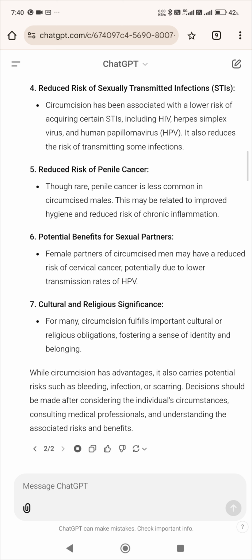While circumcision has advantages, it also carries potential risks such as bleeding, infection, or scarring. Decisions should be made after considering the individual's circumstances, consulting medical professionals, and understanding the associated risks and benefits.